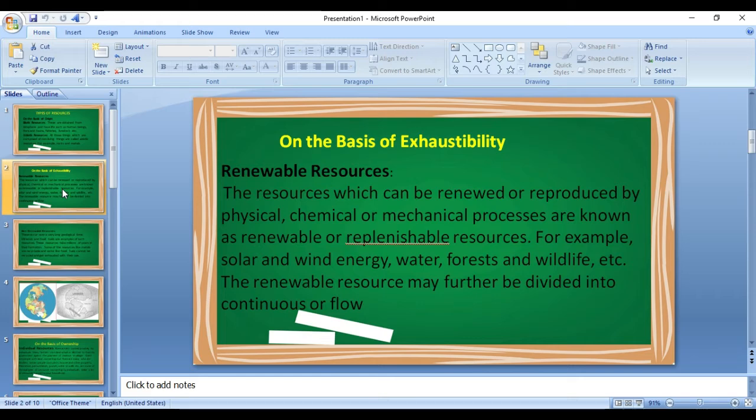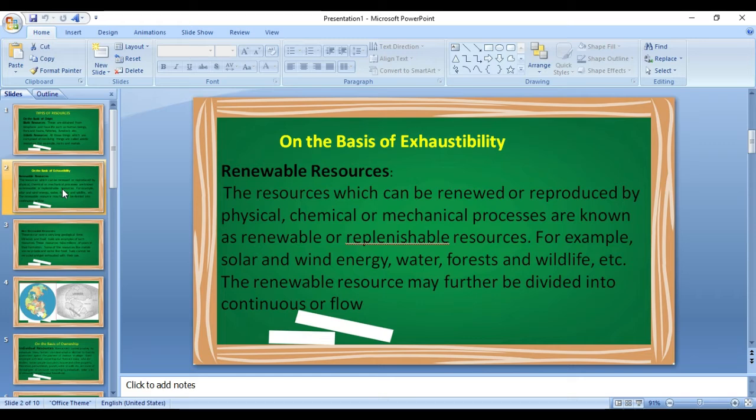Now mechanical changes, what are mechanical changes? If you change wind into wind energy, if you change insolation, that is sunlight, into electricity, solar energy, that is mechanical. If you change water into hydel power, that is mechanical. So this is how these resources get renewed one after the other.